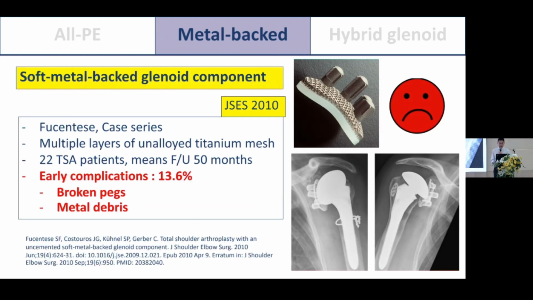To address the thickness issue of the metal back implant, soft metal back glenoid components were developed. A case series examined the soft metal back glenoid component with multiple layers of alloy titanium mesh. The study reported early complications in 13% of cases, including broken pegs and metal debris.